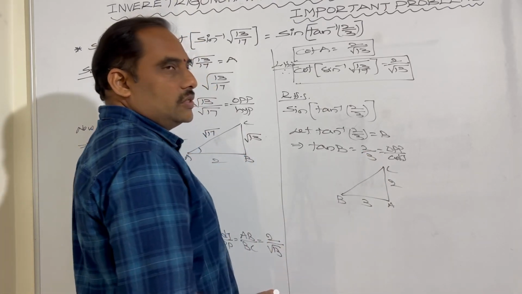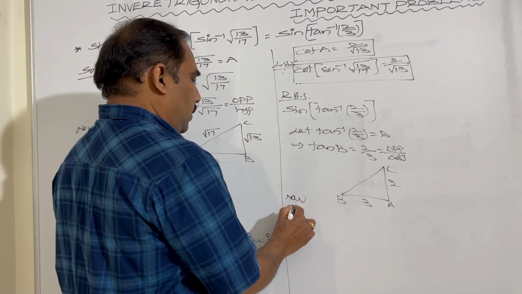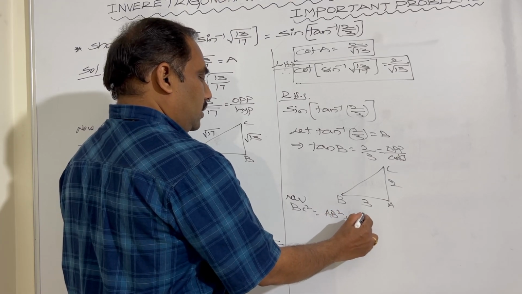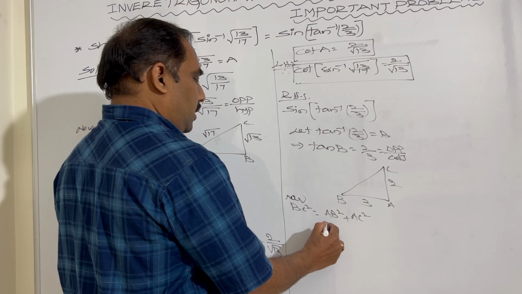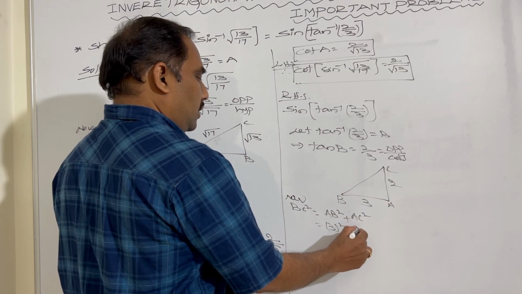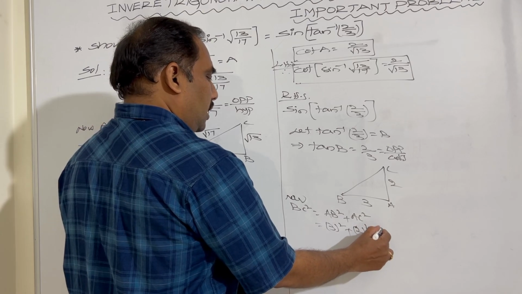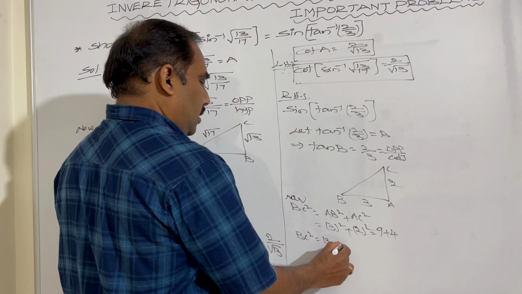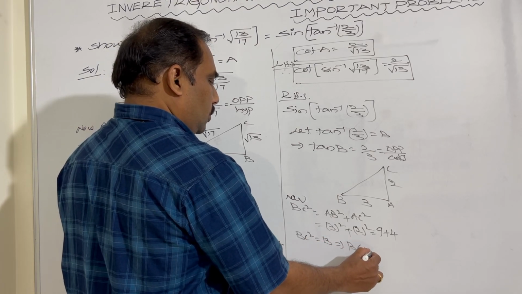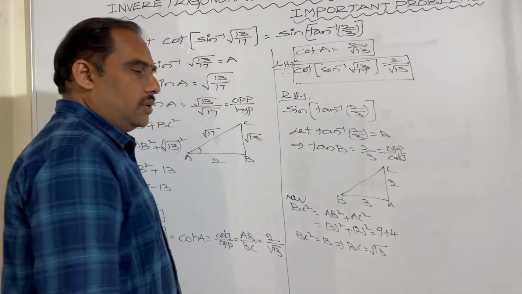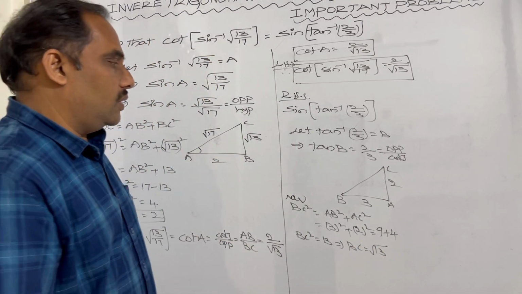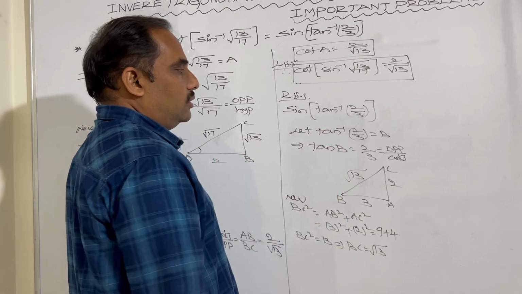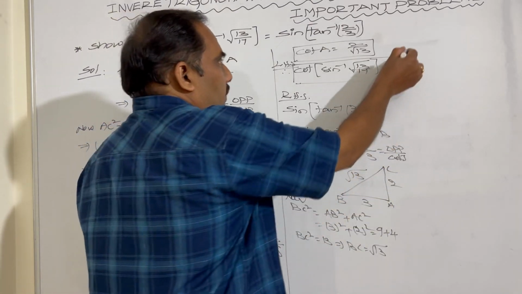So BC square is equal to AB square plus AC square, which is 3 square plus 2 square. So we get 9 plus 4, so BC square is equal to 13. From this BC is equal to root 13. I have taken tan inverse of 2 by 3 as B, so now we find the sine of it.